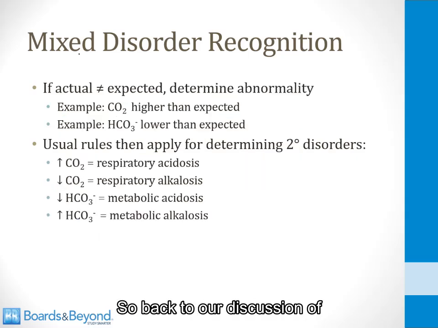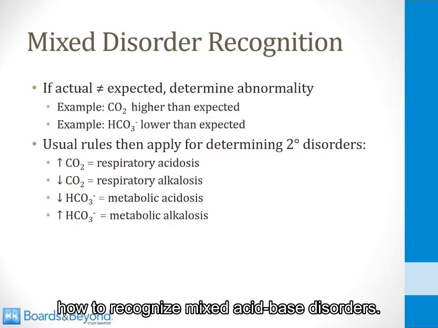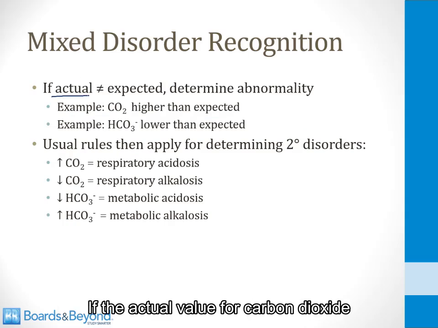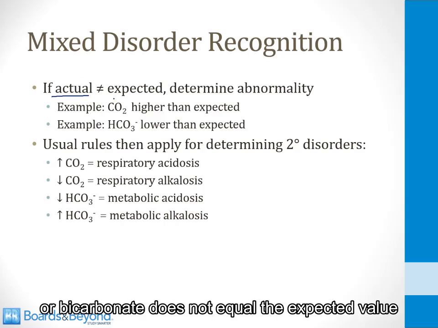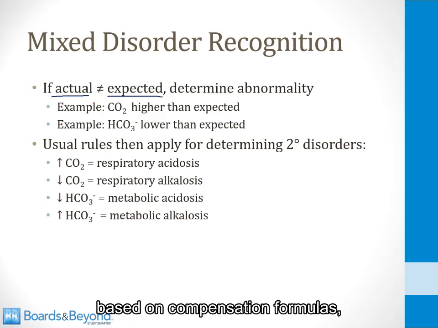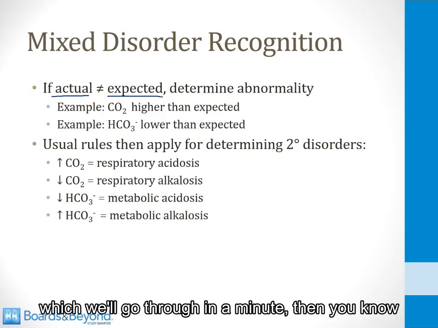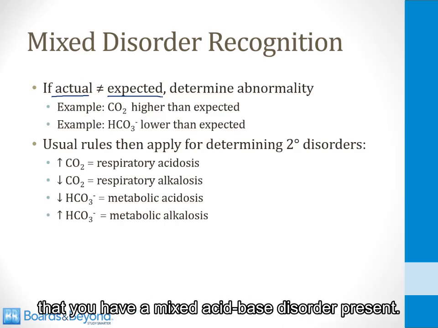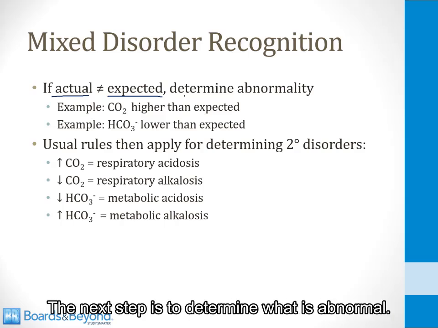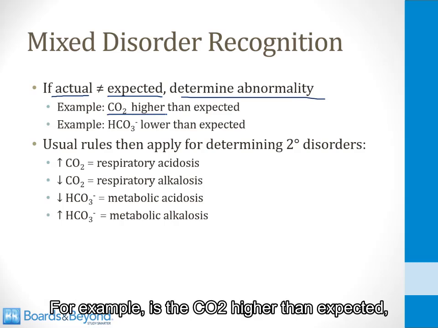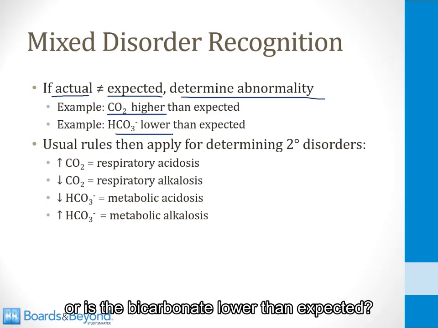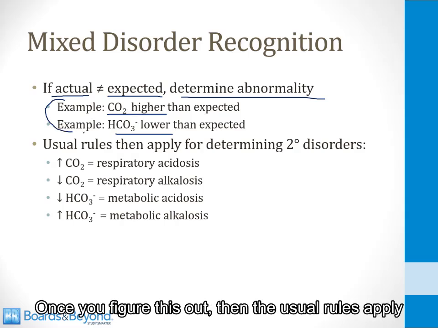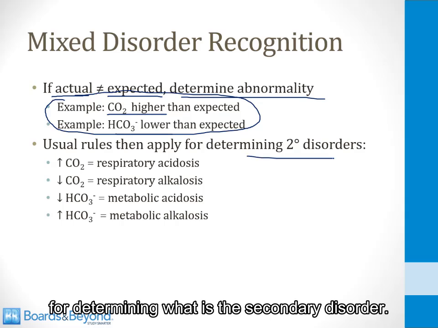So back to our discussion of how to recognize mixed acid-base disorders. If the actual value for carbon dioxide or bicarbonate does not equal the expected value based on compensation formulas, which we'll go through in a minute, then you know that you have a mixed acid-base disorder present. The next step is to determine what is abnormal. For example, is the CO2 higher than expected, or is the bicarbonate lower than expected? Once you figure this out, then the usual rules apply for determining what is the secondary disorder.